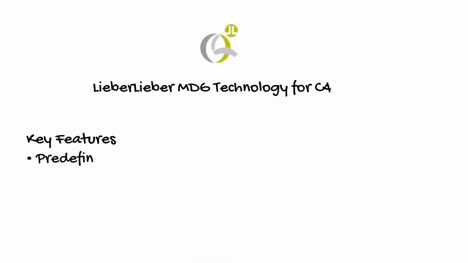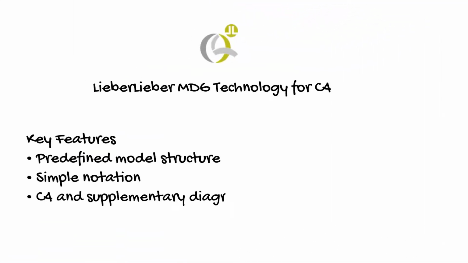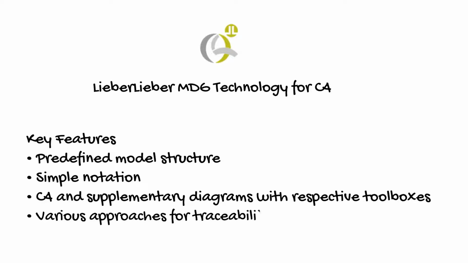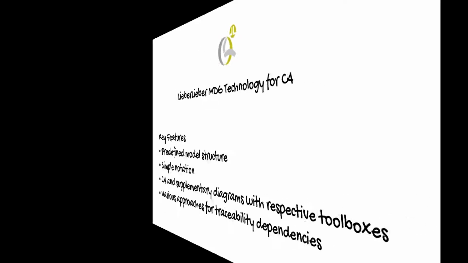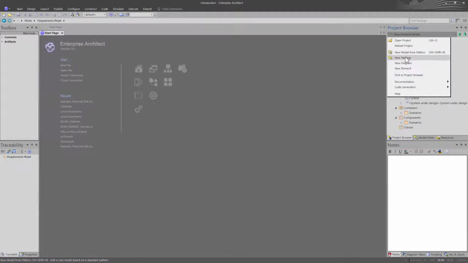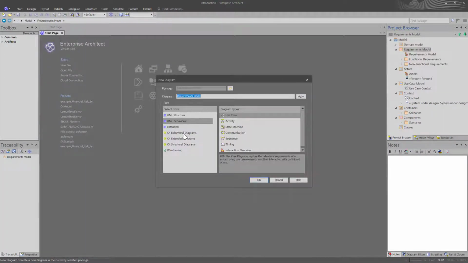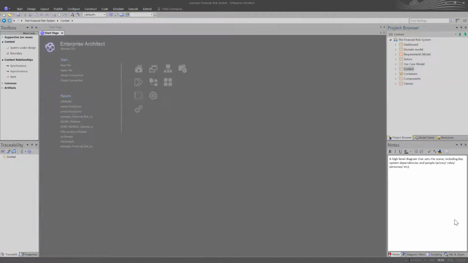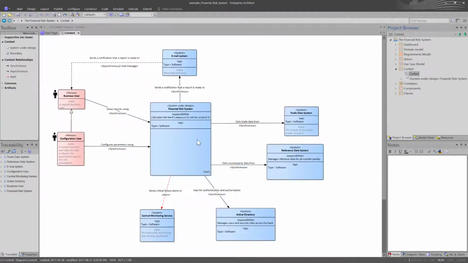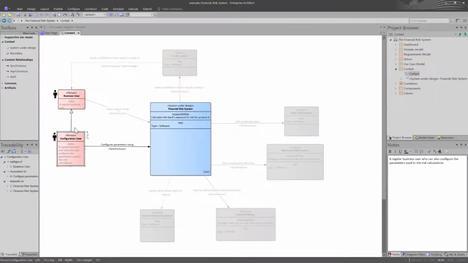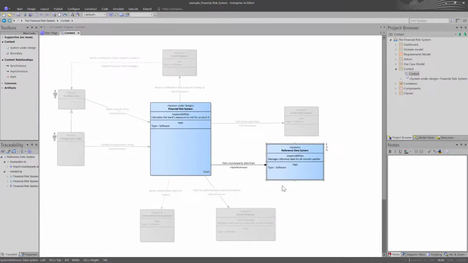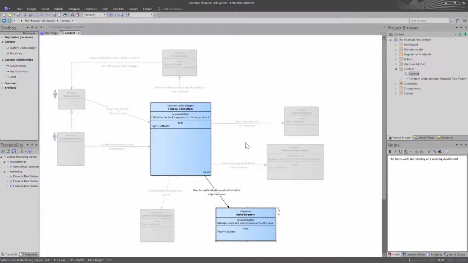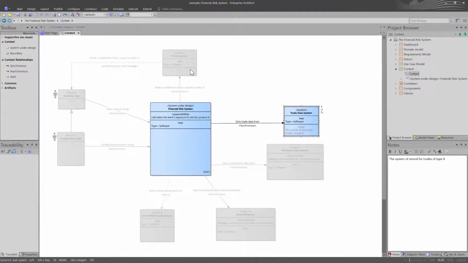LieberLieber MDG Technology for C4 is based on C4 providing predefined model structure together with core and supplementary C4 diagrams and relevant elements, enabling you to draw diagrams at varying levels of abstractions to visualize the static structure and behavior of your system. The first of the core diagrams is a context diagram. This diagram helps you to answer the following questions. What is the system that we are building or have built? Who is using it? How does it fit with the existing environment?